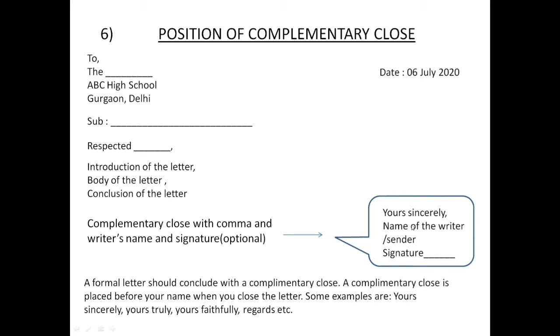So see how it is written. The complementary clause is written by using a comma, and then after that the writer's name and the signature. Like yours sincerely, and yes, we have to write yours, not your, without using any kind of apostrophe. Yours sincerely, then put a comma, which is very important, then write the name of the writer or the name of the sender, and then after that your signature. So this is the complementary clause, which is step number 6.